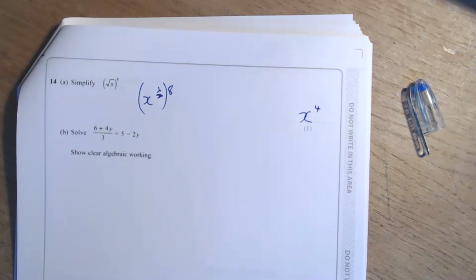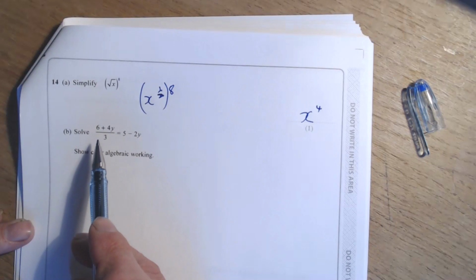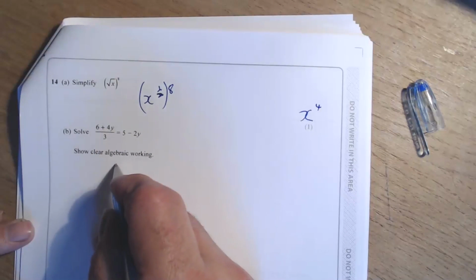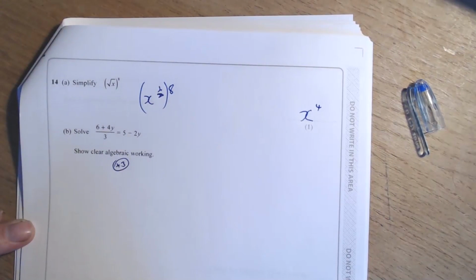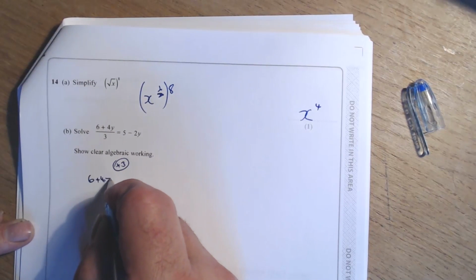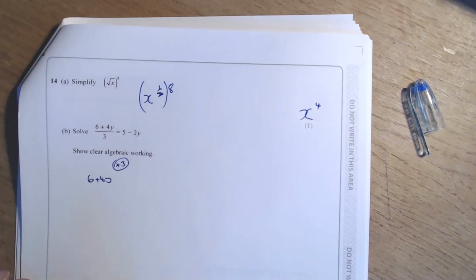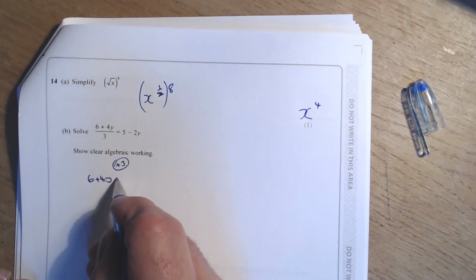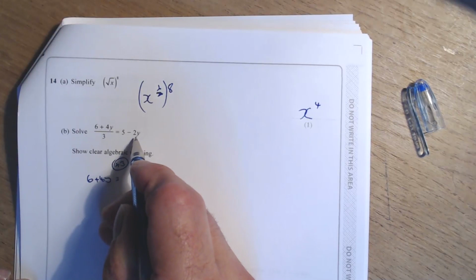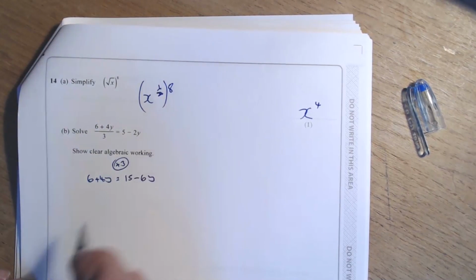For part B, we need to undo this division by 3. So how do we undo it? We're going to multiply by 3. So on our left-hand side, that's still 6 plus 4y, because we've undone the dividing by 3. So we're left with 6 plus 4y. Multiplying the right-hand side by 3, both of these terms by 3, we get 15 minus 6y.